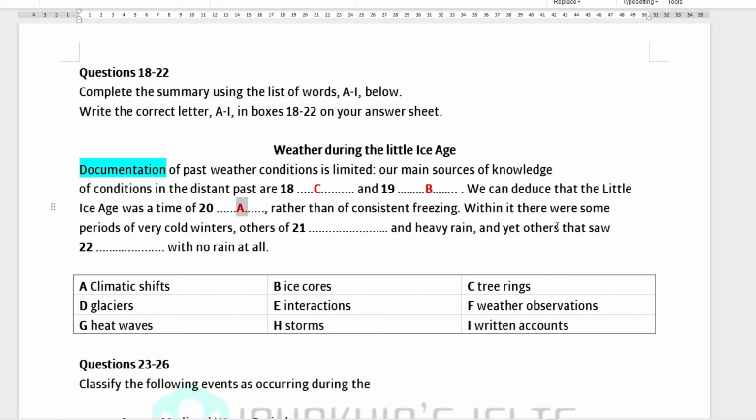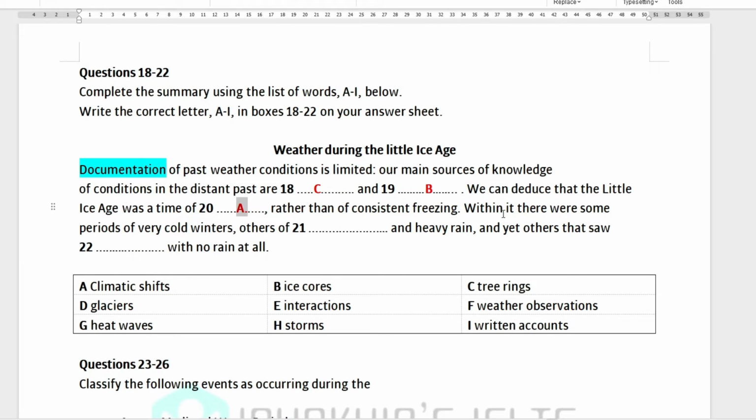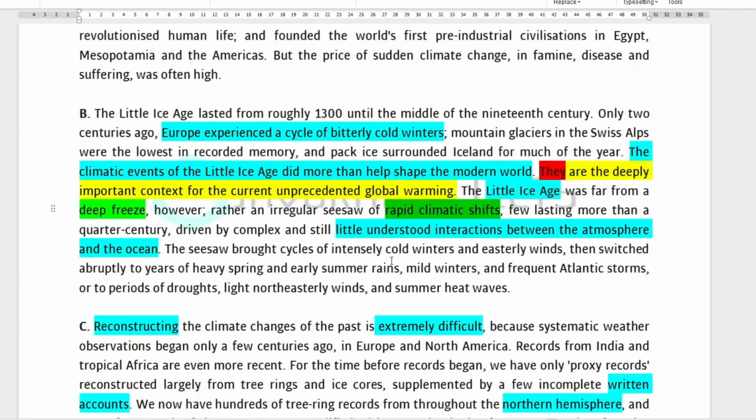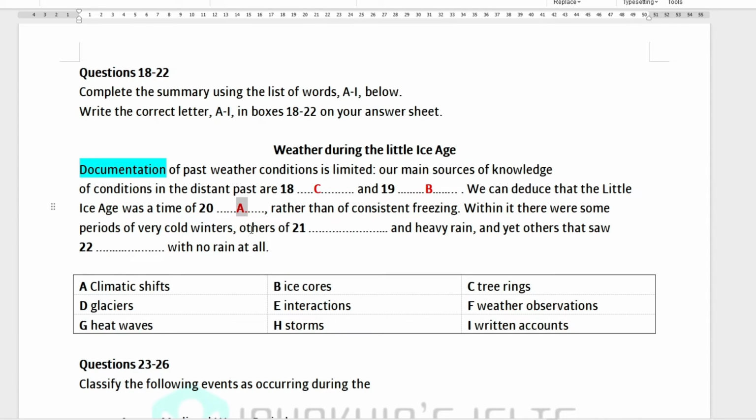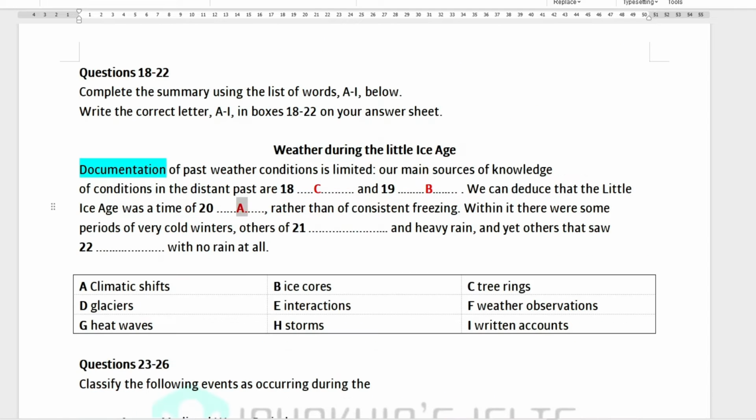Within it, there were some periods of very cold winters, others of heavy rain, and yet others that saw no rain at all. The seesaw brought cycles of intensely cold winters, so rather than consistent cold, within there were some periods of cold winters and easterly winds. Then it switched abruptly to years of heavy spring and early summer rains, and mild winters.